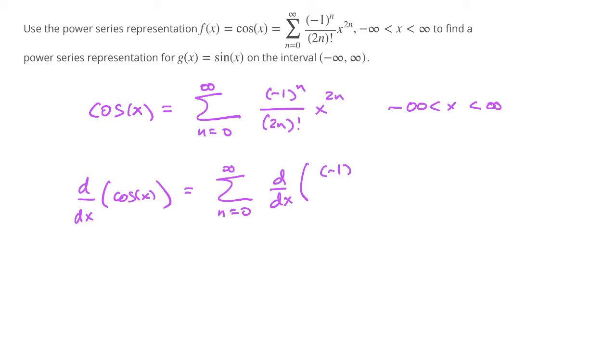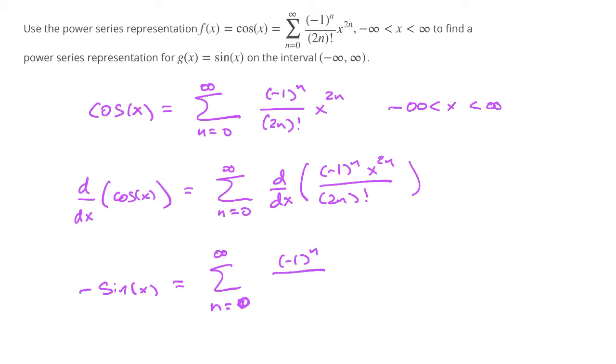So we have the derivative of minus 1 to the n, x to the 2n, over 2n factorial. Well, on the left-hand side, we just get our minus sine. And then on the right-hand side, our minus 1 to the n over 2n factorial is just a constant, so that can get pulled to the outside. So we have the sum from n equals 0 to infinity of minus 1 to the n over 2n factorial, and then the derivative of our x to the 2n, which is 2n times x to the 2n minus 1.